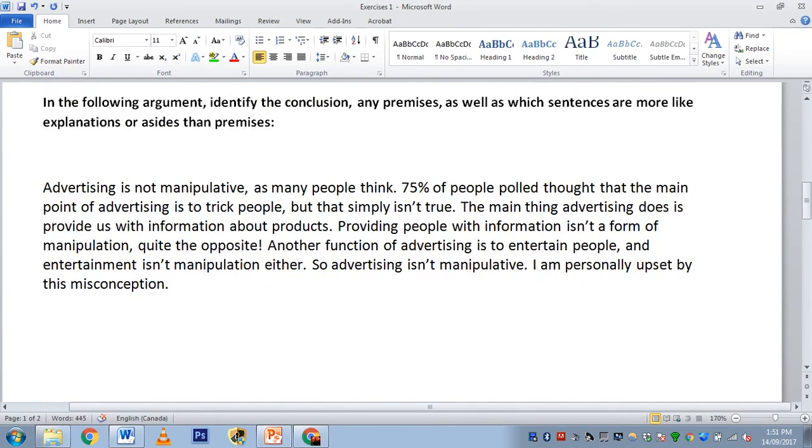All right, so this passage. If you got a chance to look at it, what's the conclusion? It should be fairly obvious. What's the conclusion this passage drives at? Advertising isn't manipulative. Good. That we'll call our main conclusion.